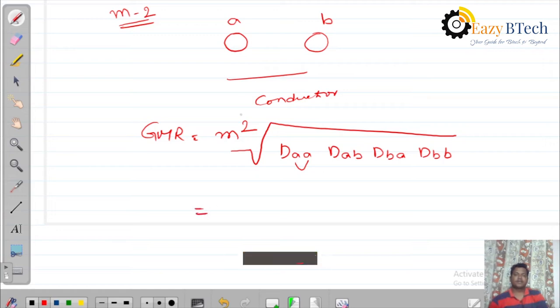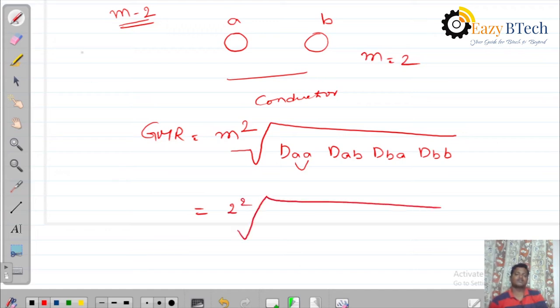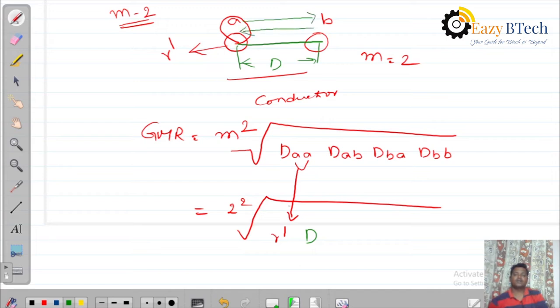First, the number of subconductors in the bundle conductor, M, equals 2 for this case. Therefore it is a square root. The distance from A to A, the self distance, always remember, is the effective radius of the conductor, that is r dash. Next, assume the A to B distance, center to center, is d. A to B is d, B to A is also d, and B to B is the self distance, effective radius, r dash. I will explain clearly with this example.